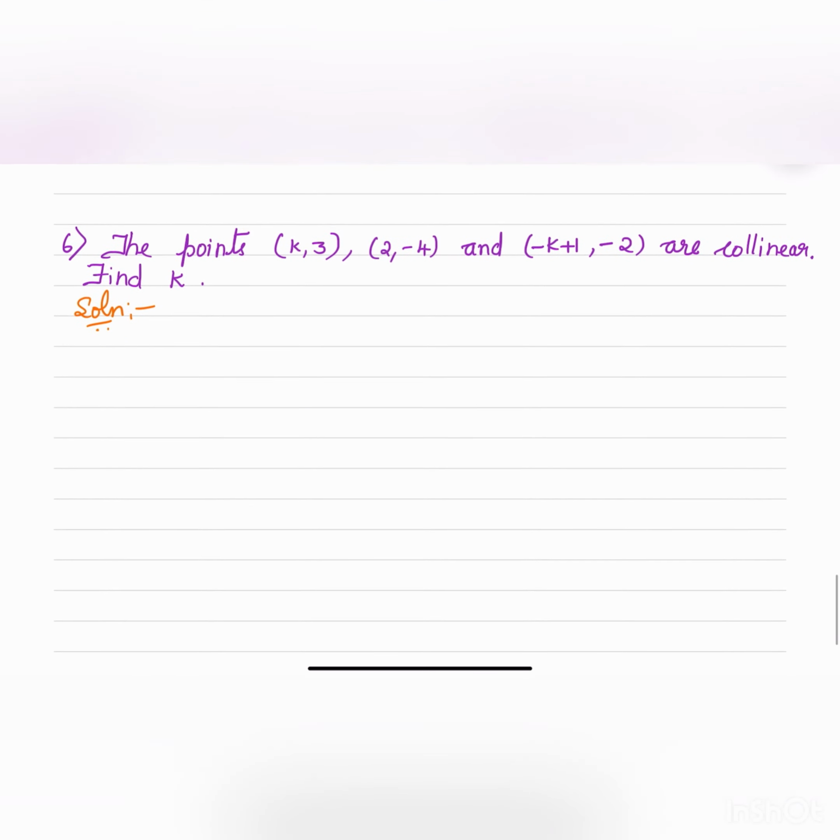Let us go for the sixth one. The points (k, 3), (2, -4) and (-k + 1, -2) are collinear. Find k. They have given that the points are collinear and we need to find out the value of k. So how do we do this? As usual, we will take L, M, N. L I'll take as (k, 3), M I'll take as (2, -4), and N is (-k + 1, -2).